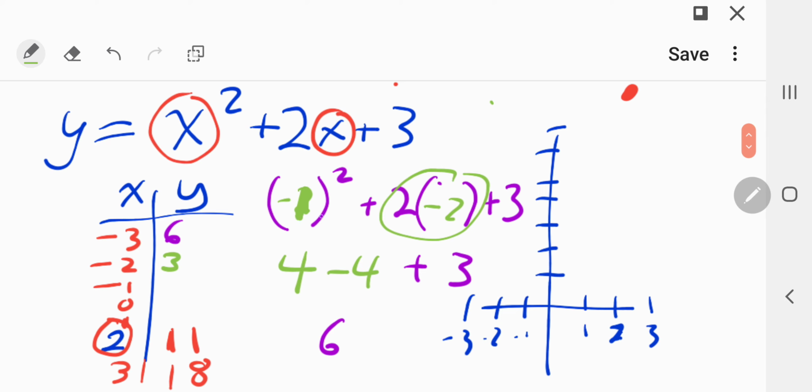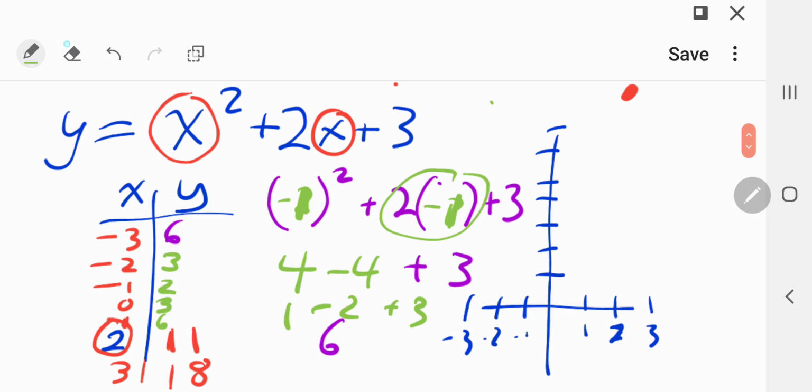I'm going to do the 1s real quick. Negative 1 squared is 1. Minus 2 plus 3, 2. And 0, that's the funnest one to put in. 0 squared is 0 plus 2 times 0 is 0 plus 3, 3. Because of symmetry, I know that the next one's going to be 2. So we have 6, 3, 2, 3, 6, 11, 18.